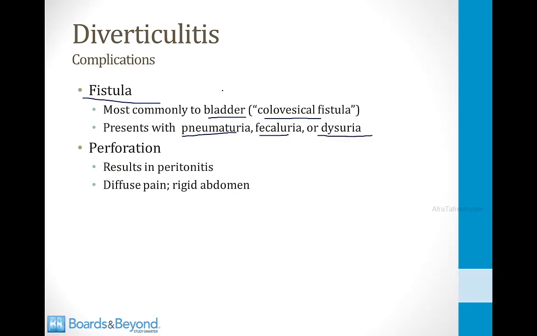And then finally, diverticulitis can progress to cause perforation. This will result in peritonitis, and the patient will develop diffuse abdominal pain with a rigid abdomen.